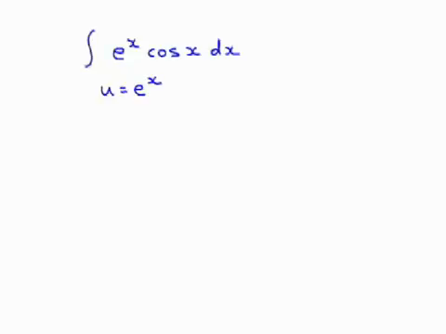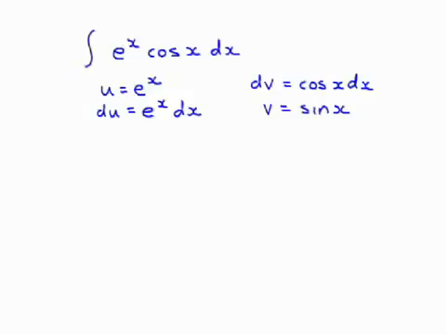Going back to my integration by parts, I'm going to let u equal e to the x. So the differential du is going to be equal to e to the x dx. I'm going to set dv equal to the cosine of x dx, so therefore v is going to equal the sine of x. I then state my formula for integration by parts.